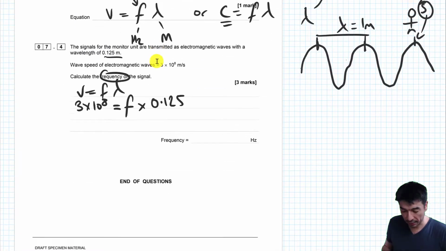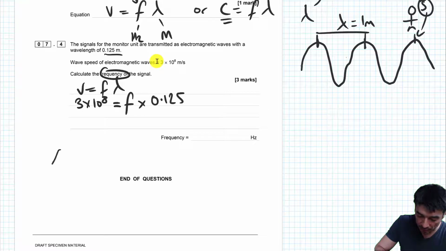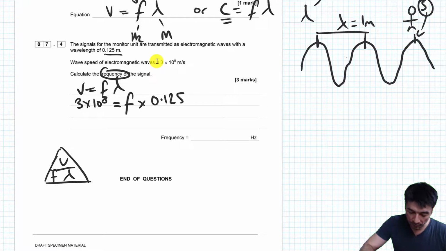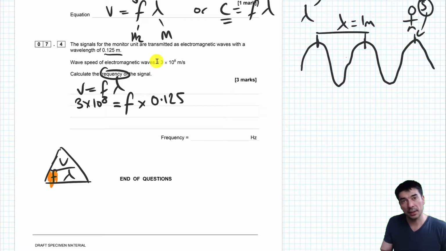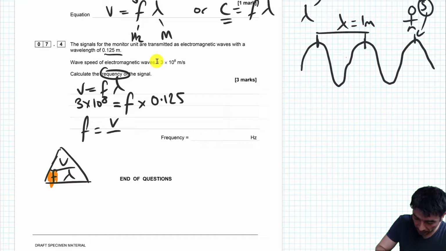Right, so now it's time to rearrange the equation. Now again, you can see it's multiplying here, so maybe it's pretty obvious you need to divide, but some students do find this quite tough. So if not sure, use your triangle, cover up what you're trying to find. We're trying to find F. Always in these triangles, the bottom are the things that are multiplying each other. So F equals V over lambda. F will equal V divided by lambda.